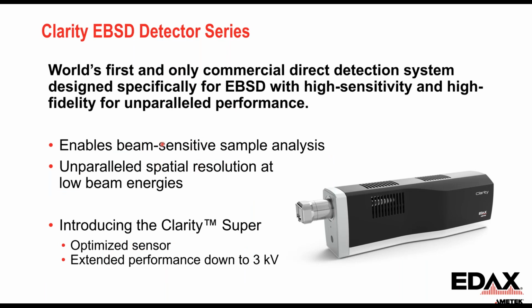And so with this year, what we've launched is what we call our Clarity Super Detector. What we wanted to do, as we started with this low beam current performance, is continue to extend the performance, and now we can go down to 3 kV with efficient operation. And I'll try to show some advantages of that.